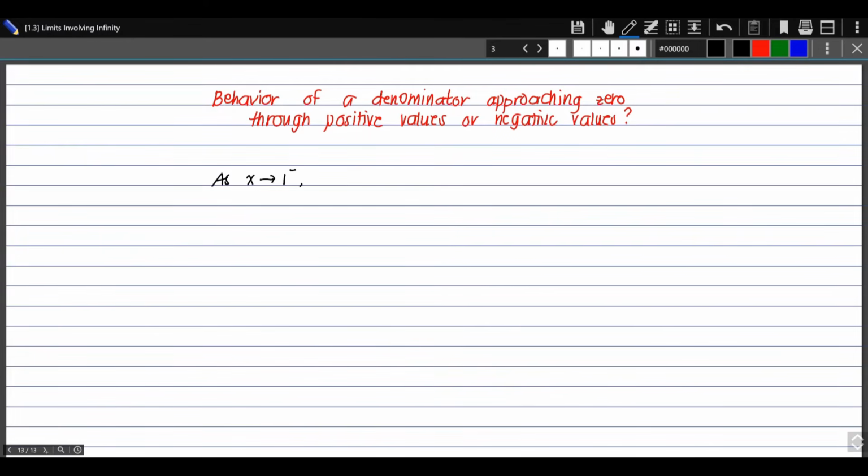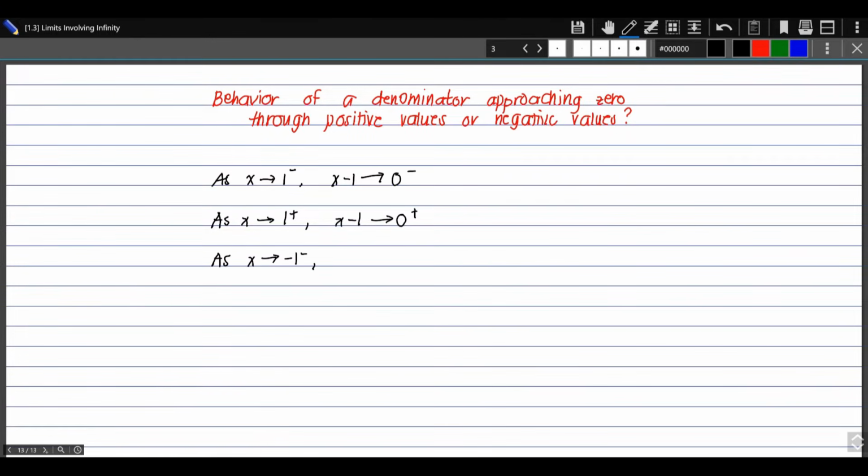As x goes to 1 from the left, x minus 1 will approach 0 through values to the left of 1, which are 0.8, 0.9, 0.99, and so on. If we subtract 1, we get a very small negative value. So x minus 1 approaches 0 through negative values. Then as x goes to 1 from the right, x minus 1 will approach 0 through positive values, because the values to the right of 1 are 1.1, 1.11, and so on. If we subtract 1, we get a small positive value close to 0.